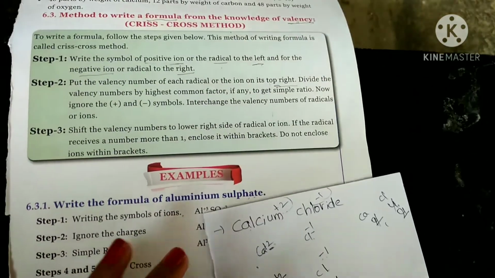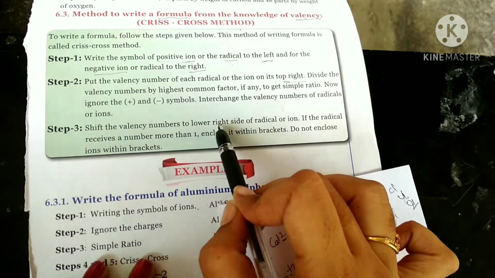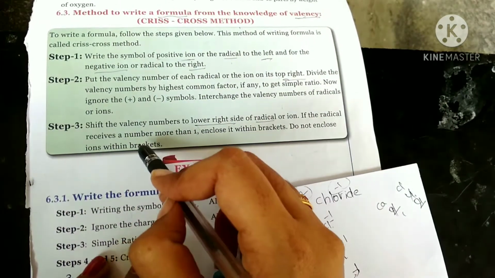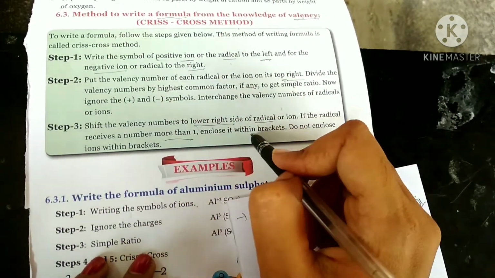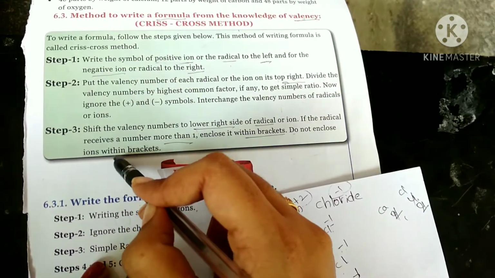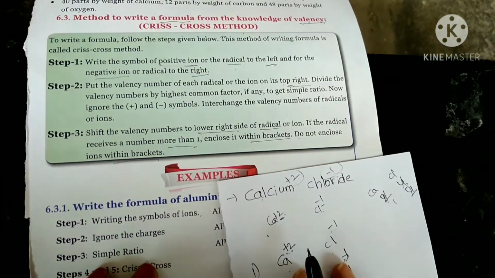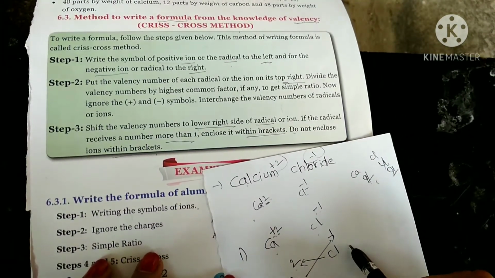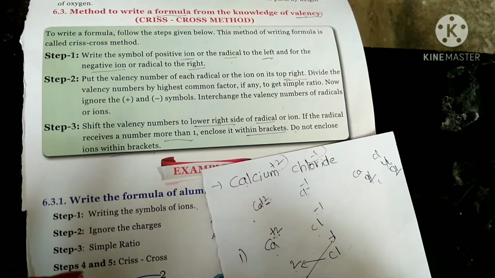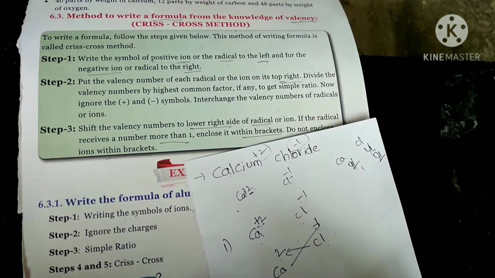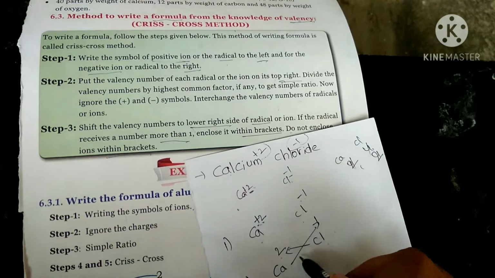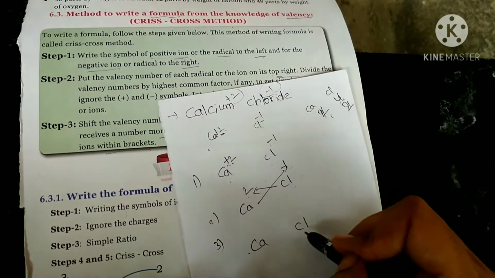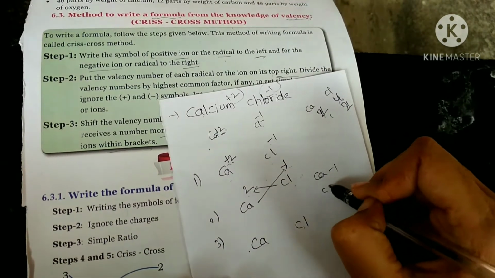Next, coming to step 3, shift the valency numbers to the lower right side of the radical. If the radical receives a number more than 1, enclose it within brackets, and do not enclose ions within brackets. The valency numbers we got are 2 and 1. Now we have to shift these numbers to the lower side. Ca is there and here Cl is there. Already we crisscrossed that, so calcium gets 1 and chlorine gets 2.